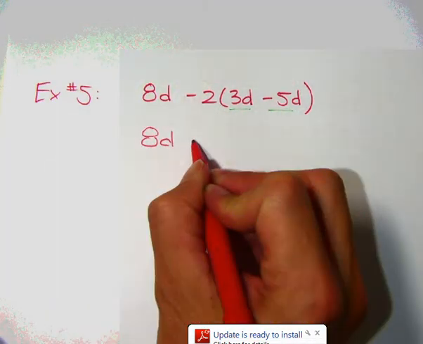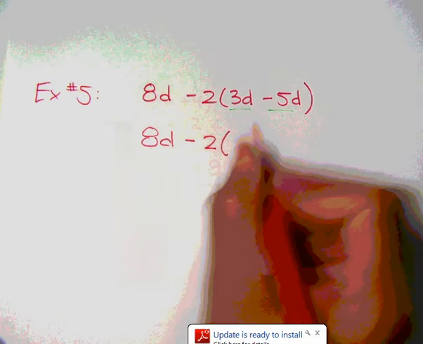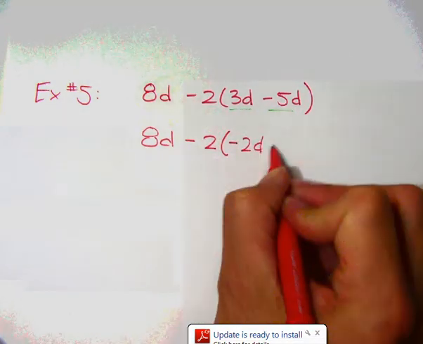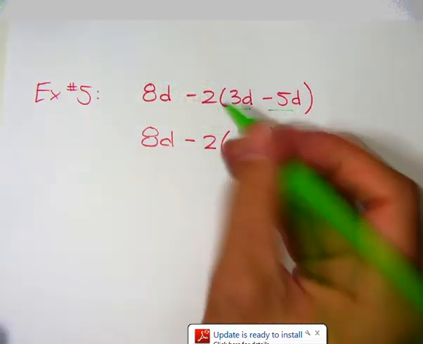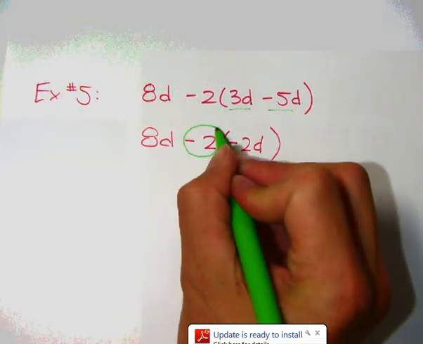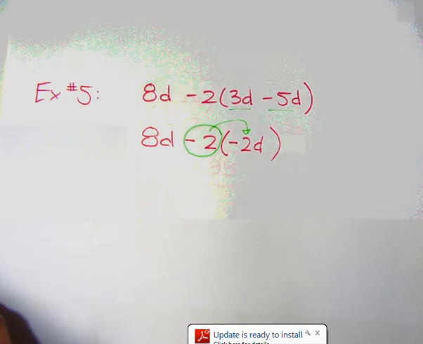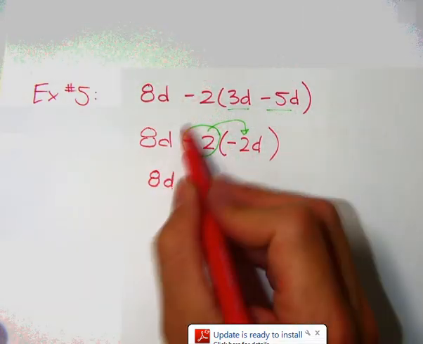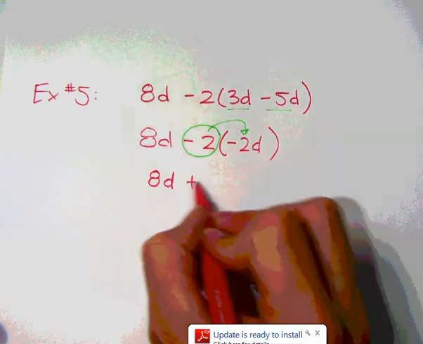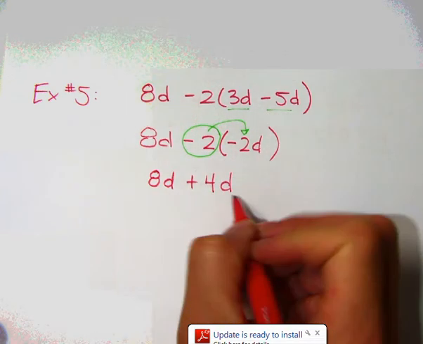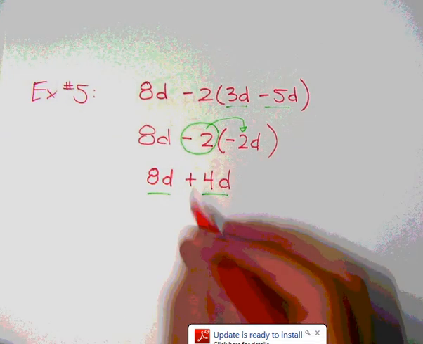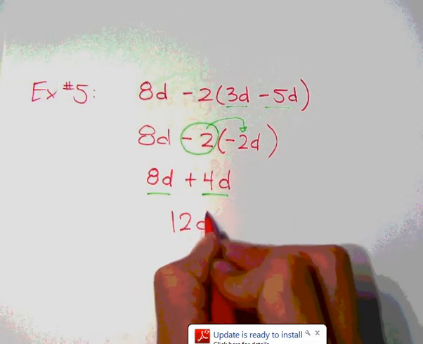I get 8d minus 2 times the quantity of 3d minus 5d, which is negative 2d. All right, next I'm going to distribute. I take this here and multiply it with the inside part. So 8d stays the same, but negative 2 times negative 2 is positive 4, and then there's my d. And sure enough, these two are like terms. I can combine them together, and I get 12d.